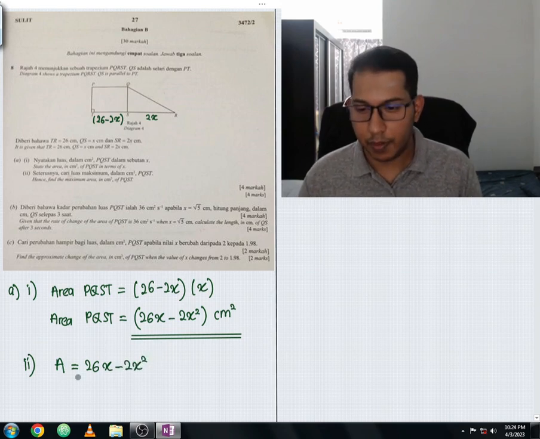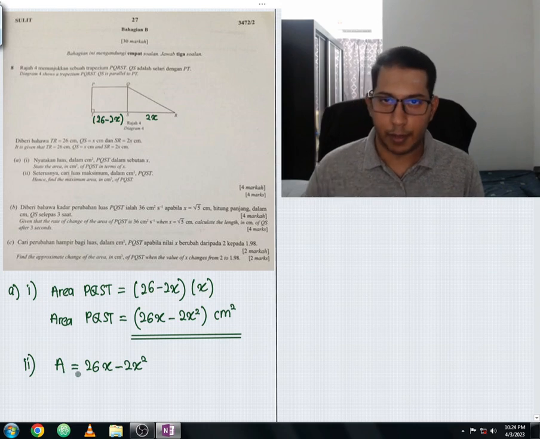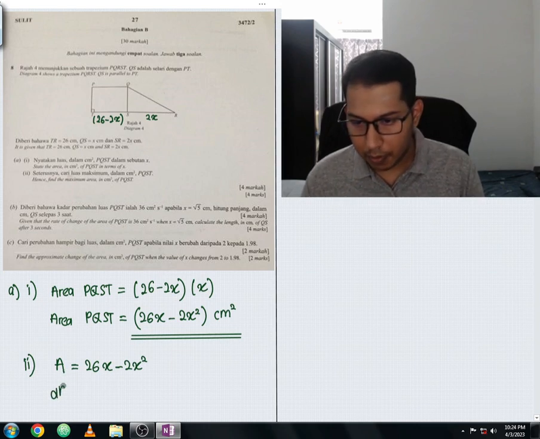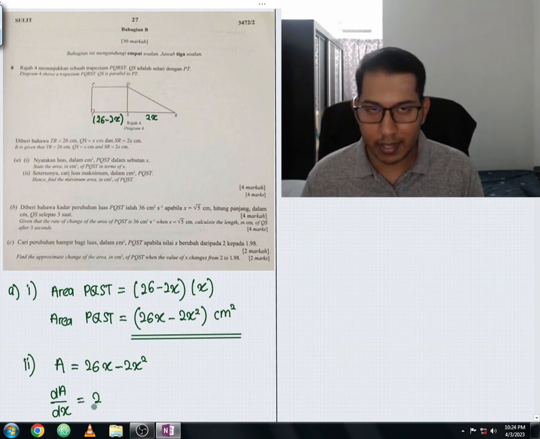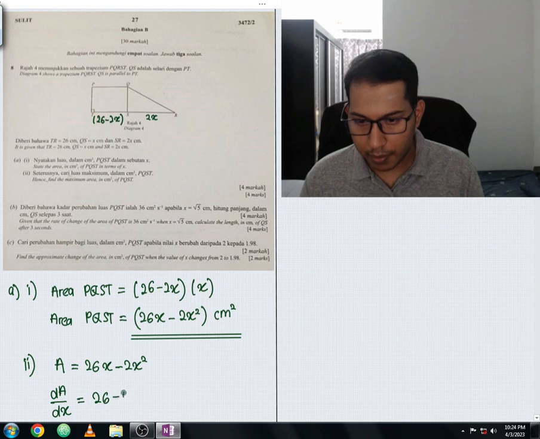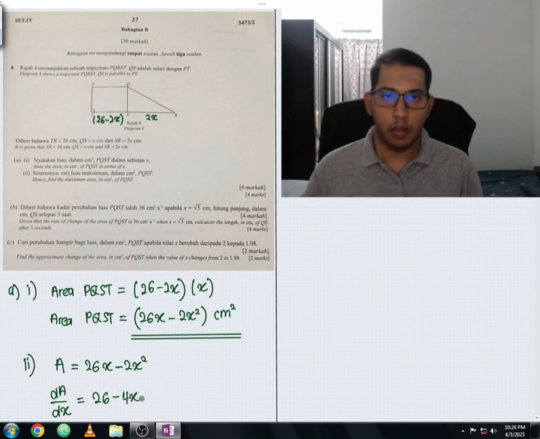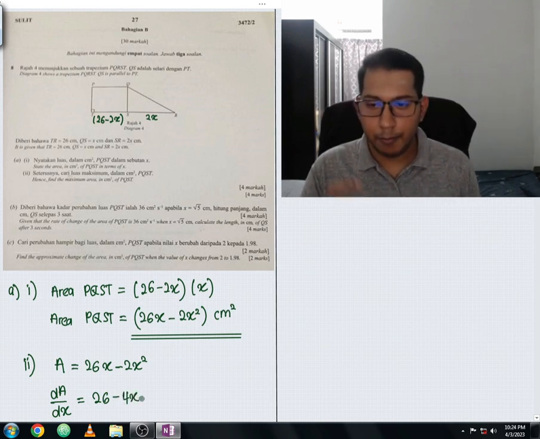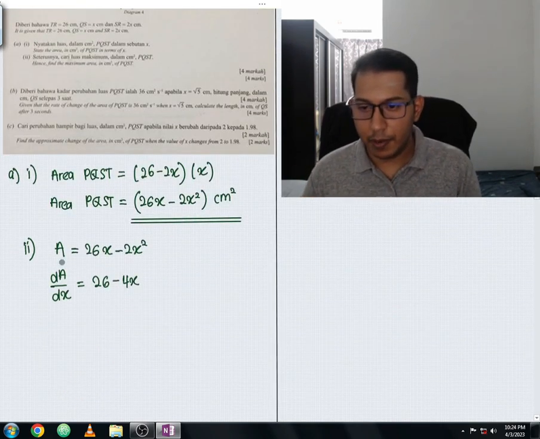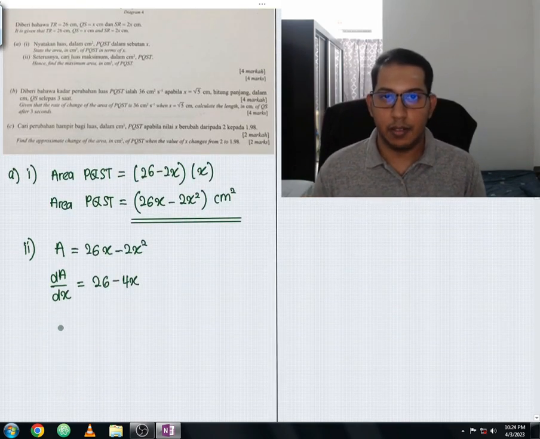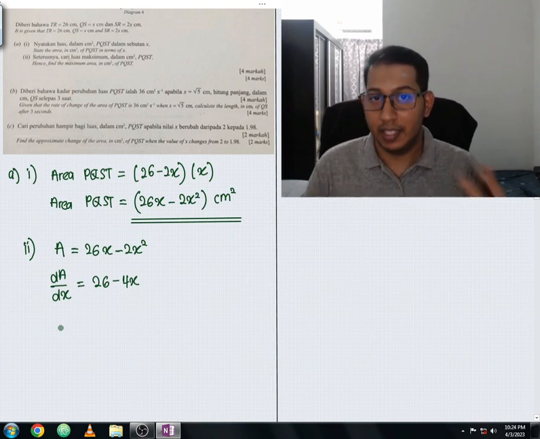Okay, so from here we're going to differentiate the area with respect to x. So from here dA over dx is equal to 26 minus 4x. Okay, so from here, in order to find maximum area, we're going to set our dA over dx equal to 0. Remember what I told just now, the turning point concept.